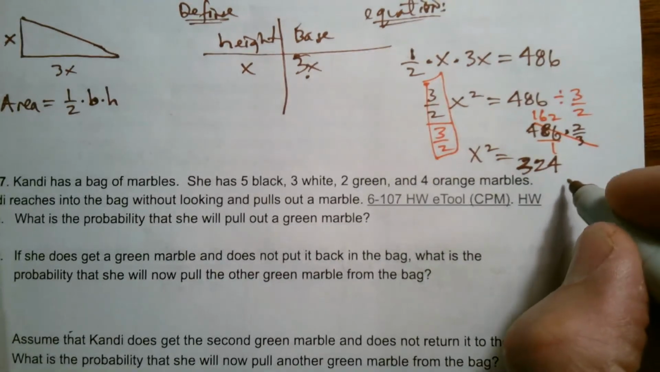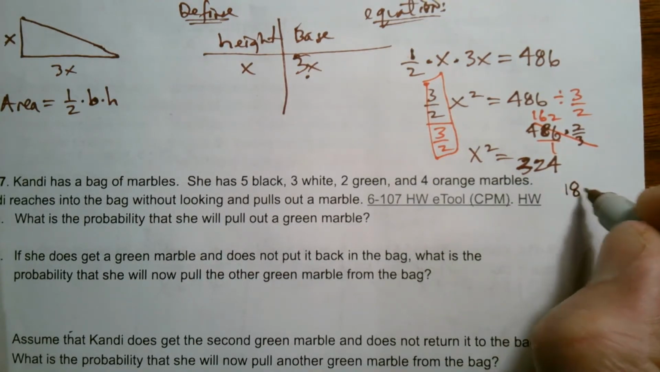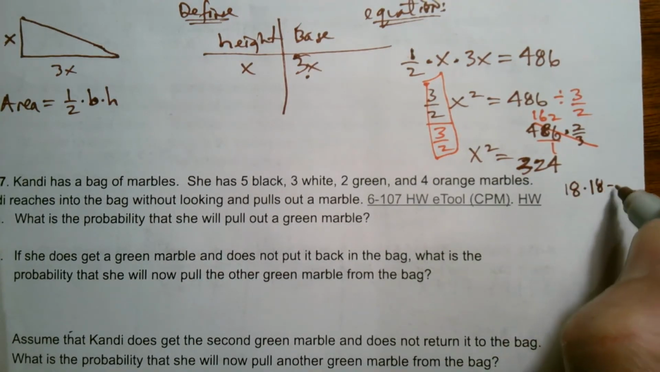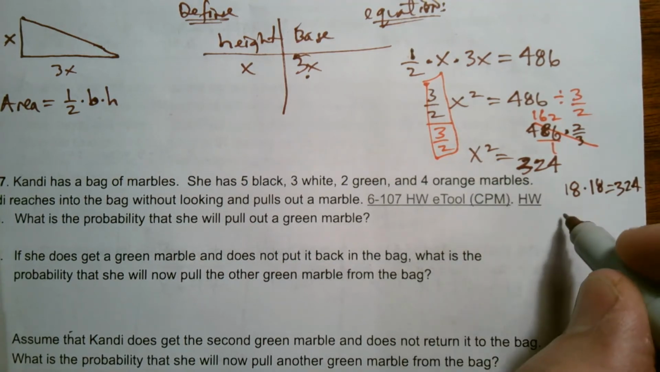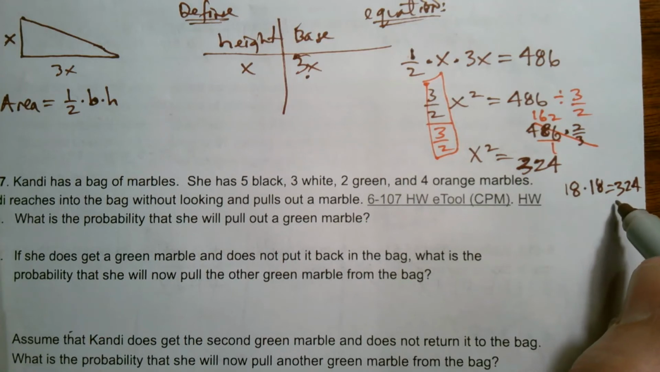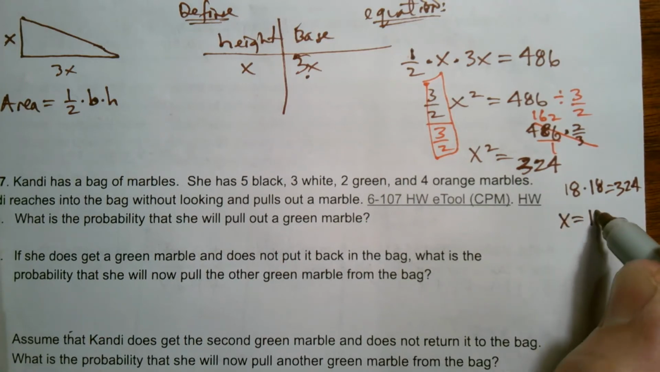So I tried a bunch of numbers to see what would multiply, but sure enough, what I found was 18, right? 18 times 18 is equal to 324. So that means my x is 18. So if 18 times 18 is 324, then x equals 18.